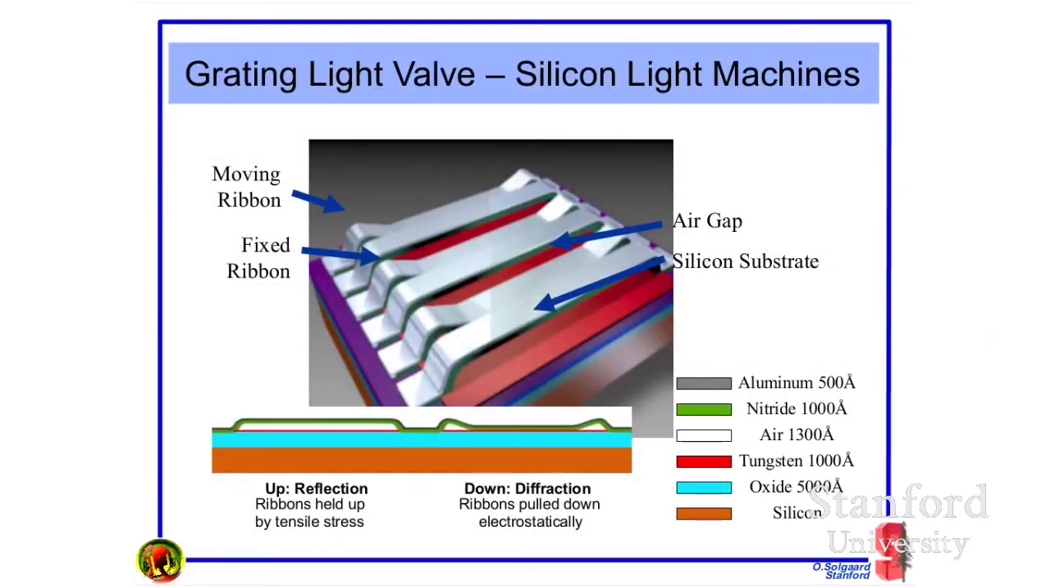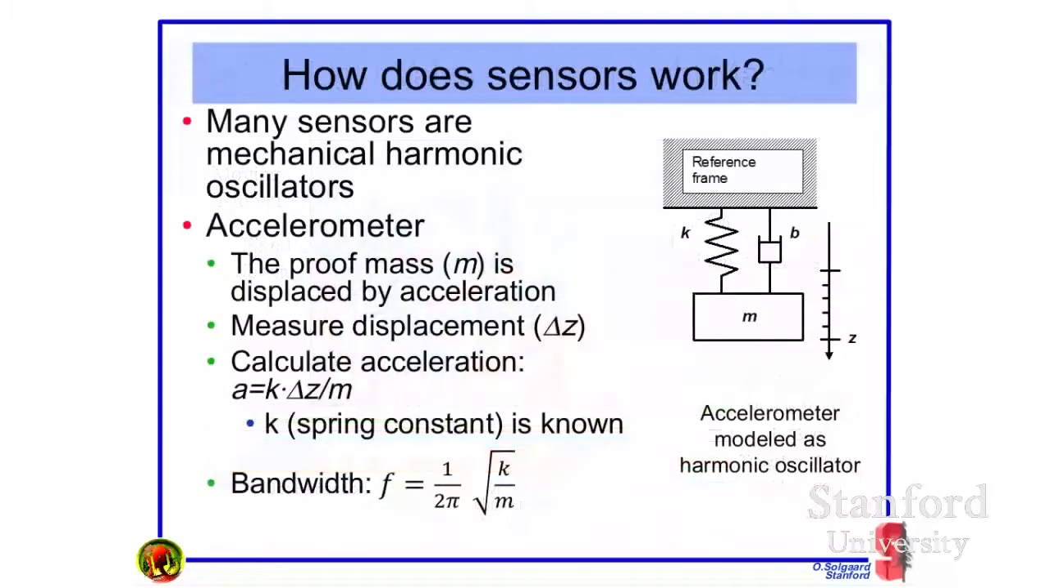Here's some of my work going way back. This is a grating light valve. These are ribbons that move up and down to create diffraction patterns that we can use to modulate light, and you can also use them as sensors in different configurations. Again, these ribbons have a mass, they have a spring constant, there are masses on the spring. So I think I'm trying to make the argument now that many sensors can be described and modeled as a mass on the spring.